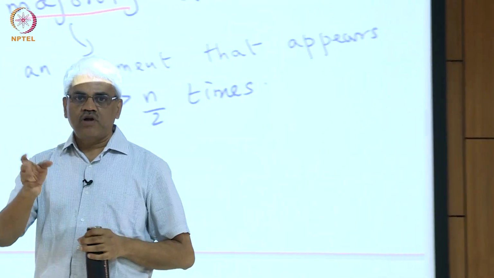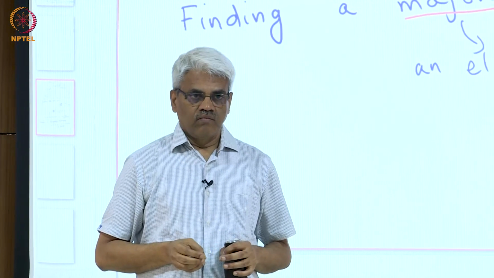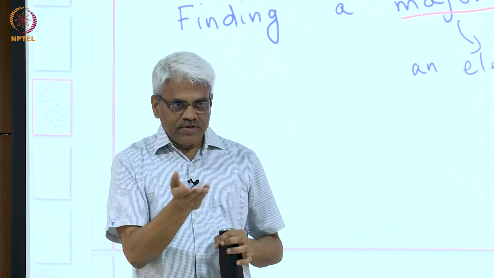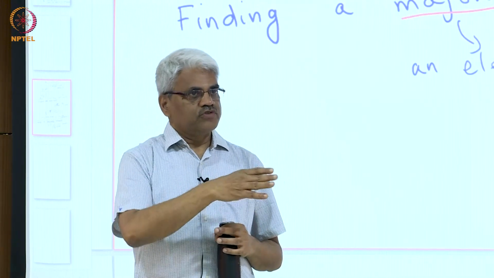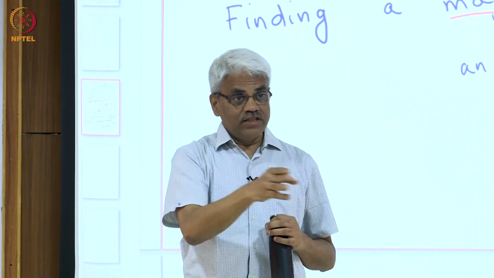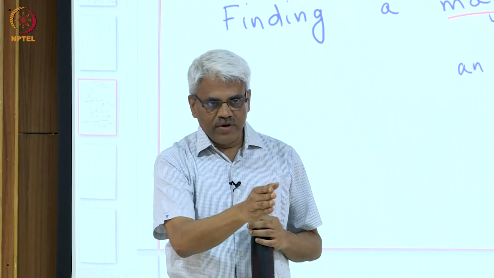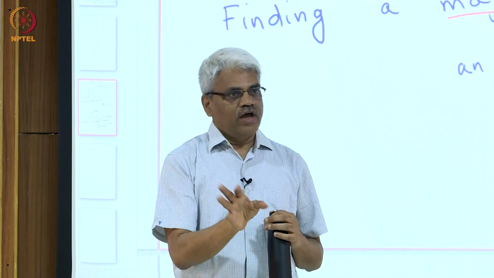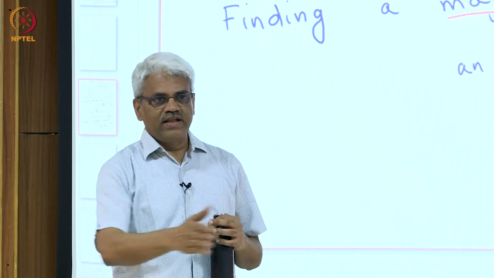How do I do it after I sort? Once we sort, all the repeated elements appear together, right? So I do one scan, that's all. Finish the sort in n log n time, and then take the first element in the sorted order and count its frequency as I go along, how many times it repeats. I keep a counter, and if it's not more than n by 2, I can dismiss it and move to the next element, so that's linear time after that.